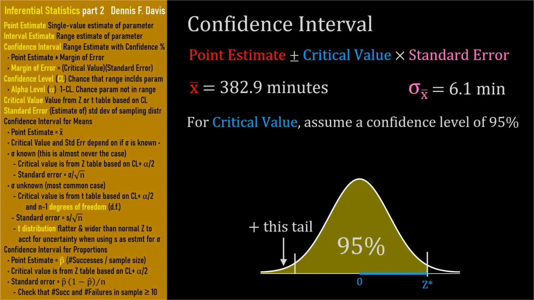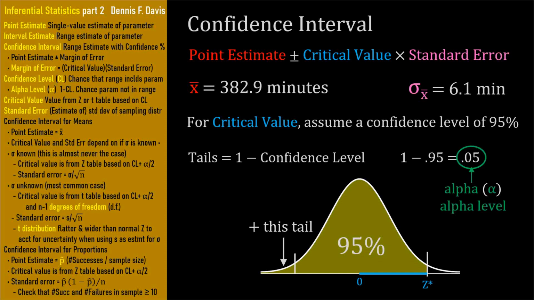Since the area under the curve equals 1, the area in the tails must be 1 minus the confidence level. Here it's 1 minus 0.95, which is 0.05. In inferential statistics, this number has a special name. It's called alpha, or the alpha level. We'll talk about alpha more in video 3, where we'll call it the significance level. But since it's right here, I wanted to point it out.